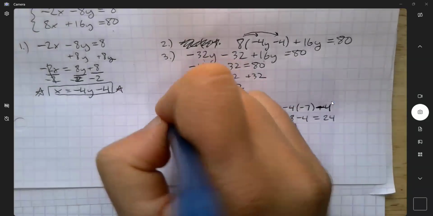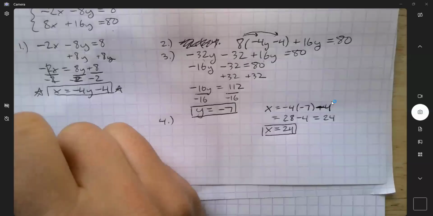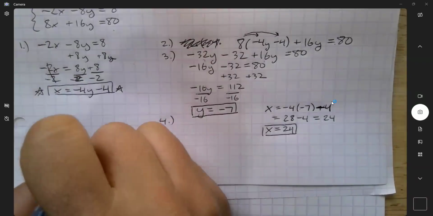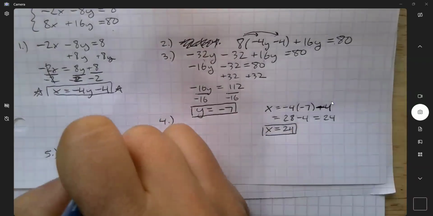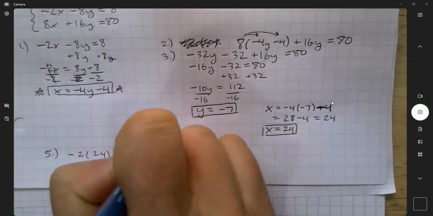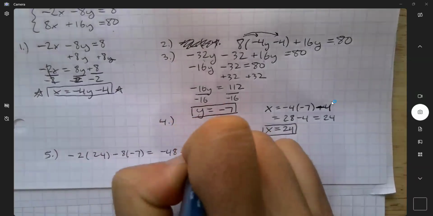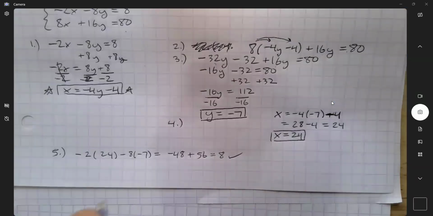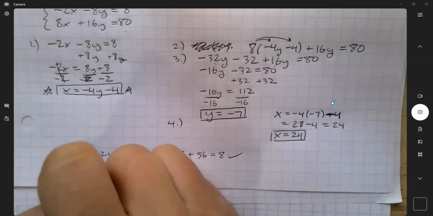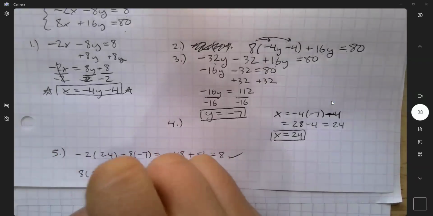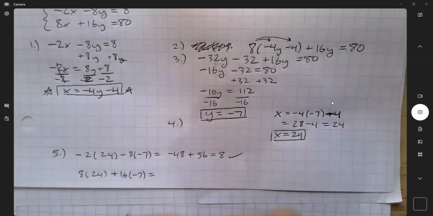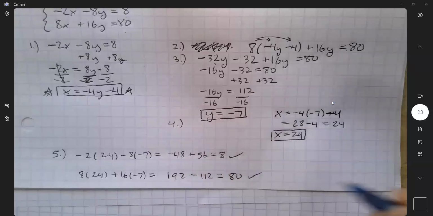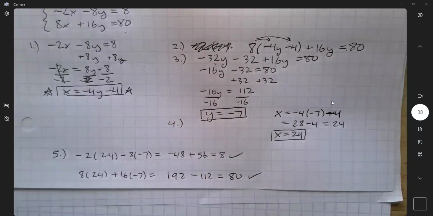That's step 4. And step 5 is to check it in the original equation. So minus 2 times 24 minus 8 times negative 7 is negative 48 plus 56, which is 8, and it should be 8. That's good. And then 8 times 24 plus 16 times negative 7. I did the calculations earlier. It's 192 minus 112, which is 80, and that's also good.